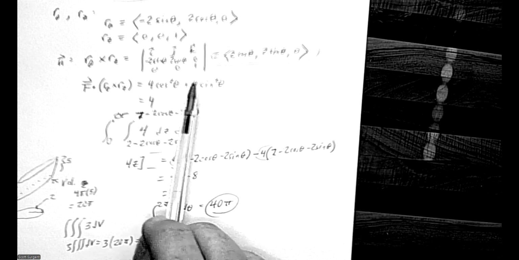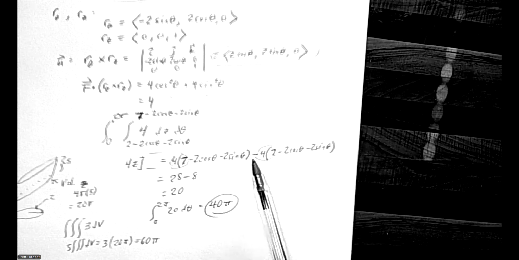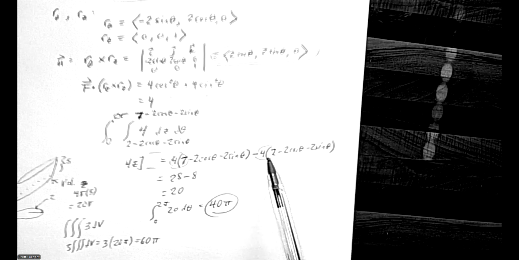And I wonder if I made a mistake somewhere along the line. I don't think I did. Again, I'm doing this kind of quick, so double check my math. That's 28. That's minus 8, so 20. And 40 pi is listed as the correct answer on this one. Yeah. All right, then maybe my mistake is over here somewhere.